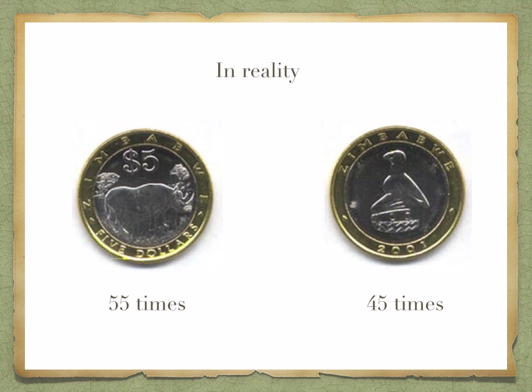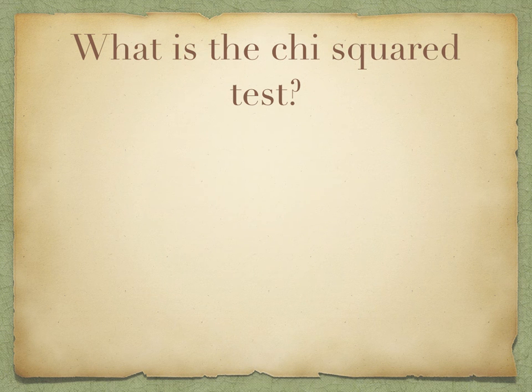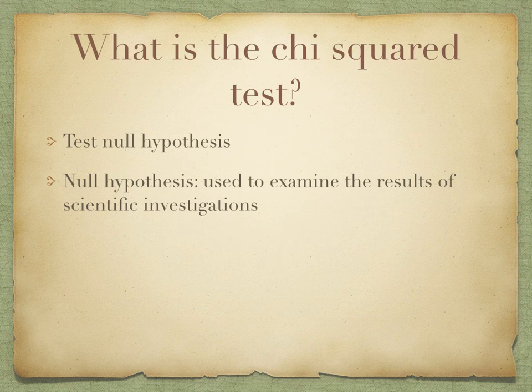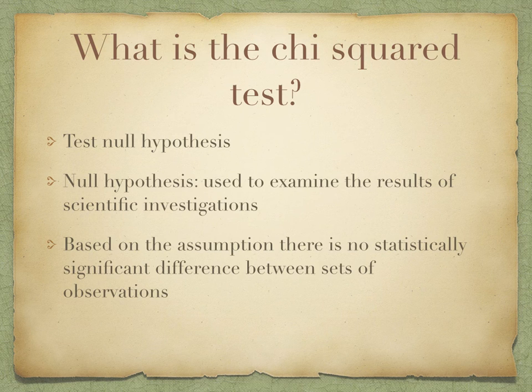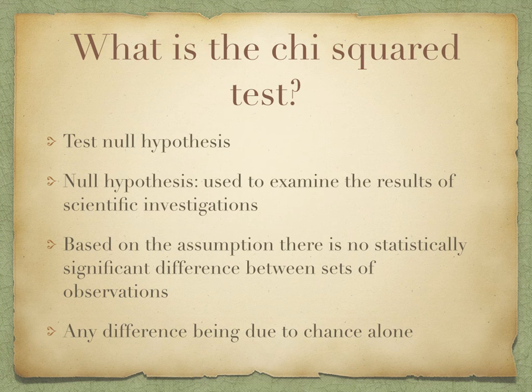We use something called a chi-squared test. The chi-squared test is used to test the null hypothesis. And the null hypothesis is used to examine the results of scientific investigations. It's based on the assumption that there is no statistically significant difference between sets of observations, and any difference would be due to chance alone. For example, for the results that I obtained compared to what I expected to get, the null hypothesis would say that there's no difference.